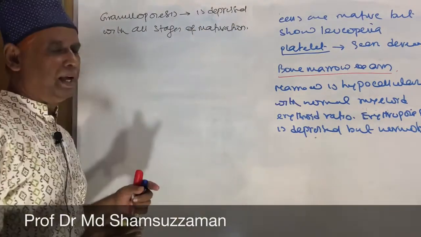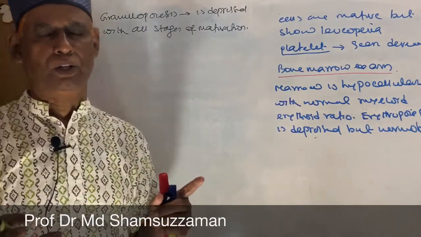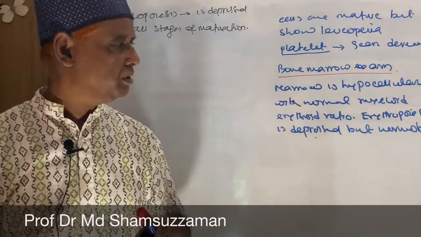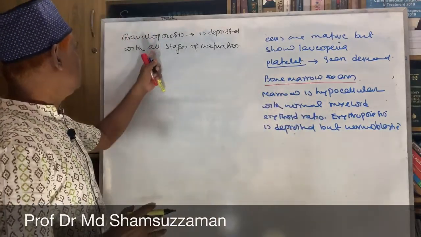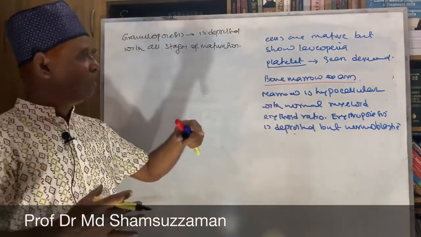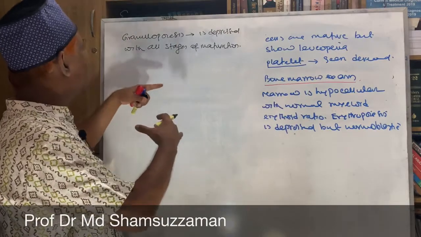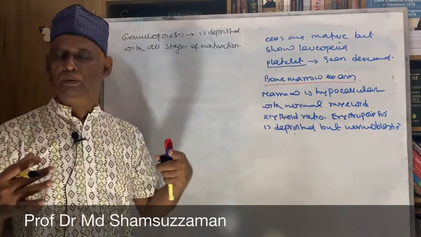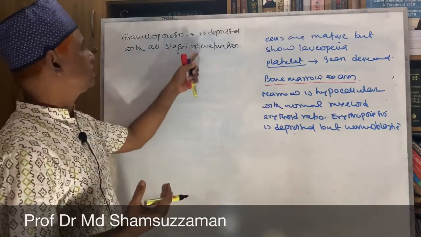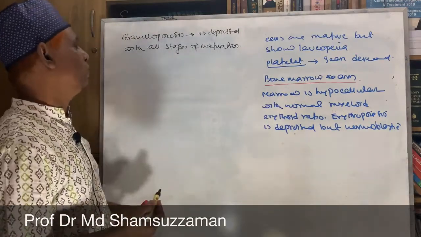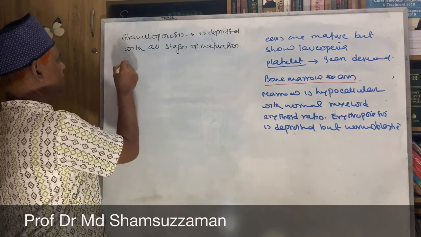What it means? As there is hypoplasia, decreased hemopoietic element, RBC series depressed, that is erythropoiesis depressed. So WBC series granulopoiesis is also depressed. Although it is depressed, the cells that are being produced show all stages of maturation of the granulopoiesis. Then megakaryocyte.